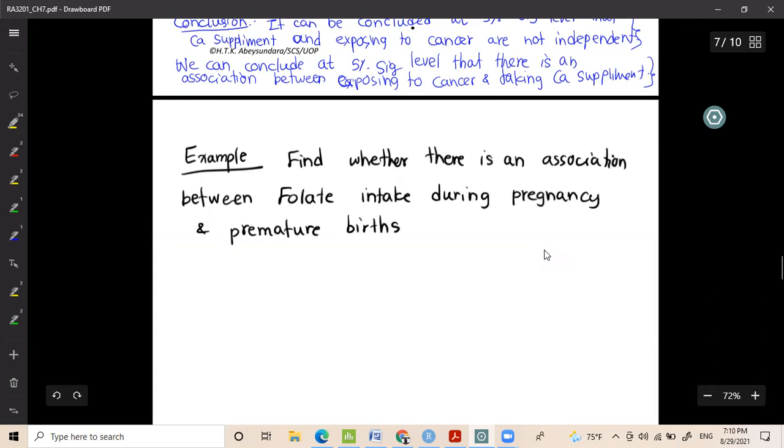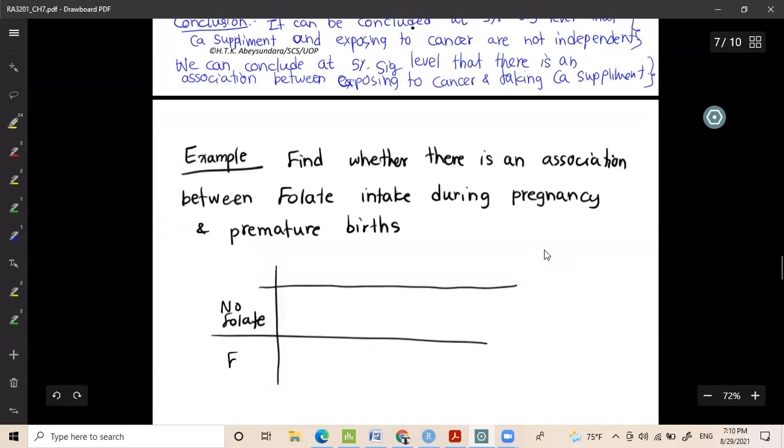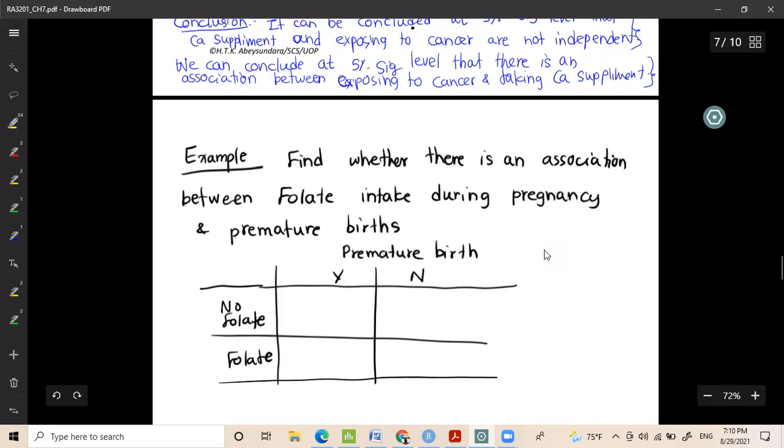Okay, so here's the data set. Our risk factor here is whether you take folate or not. So you have no folate during pregnancy, and you have taken folate. And then you have the premature births, yes or no. Okay, so I'll give you the numbers. Some numbers where you can easily calculate. Let's see.